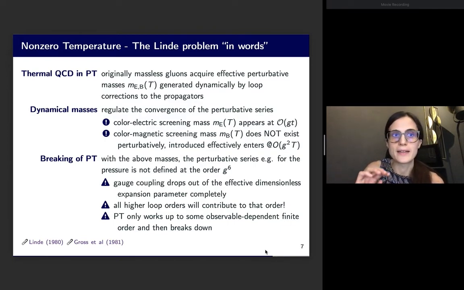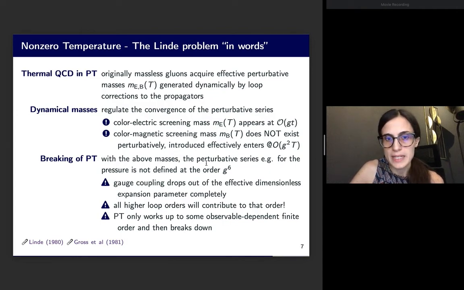The problem is that in thermal QCD, in perturbation theory, you have dynamical generation of, for example, the electric Debye mass. So originally massless gluons acquire effective perturbative masses, which are generated dynamically by loop corrections to the propagators. And these dynamical masses are very important because they regulate the convergence of the perturbative series. However, color electric screening masses appear at order gT, and color magnetic screening masses do not exist perturbatively. Then they are introduced effectively, and at that point they enter like g squared times T.